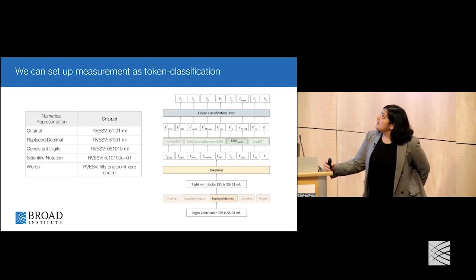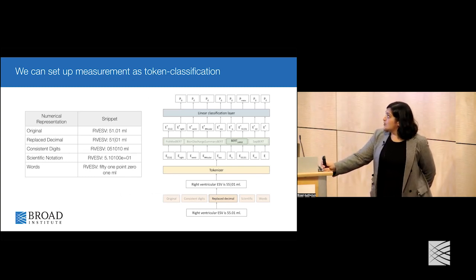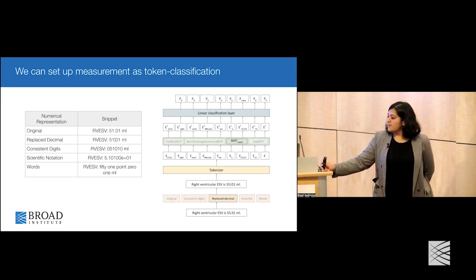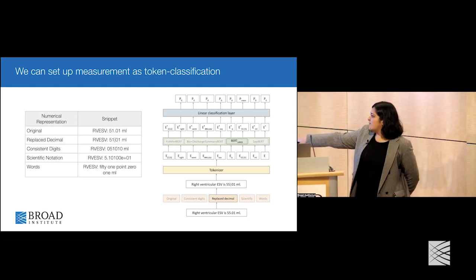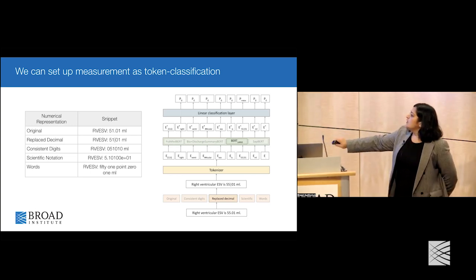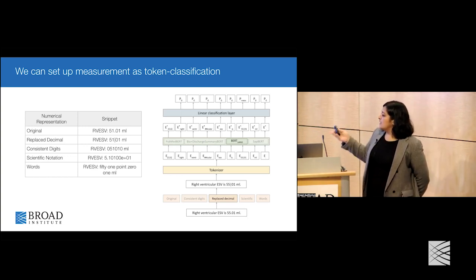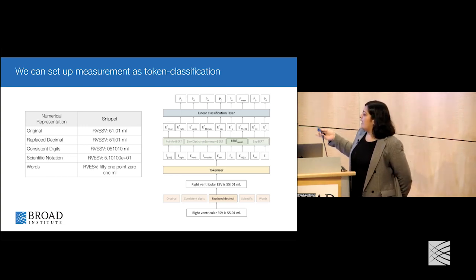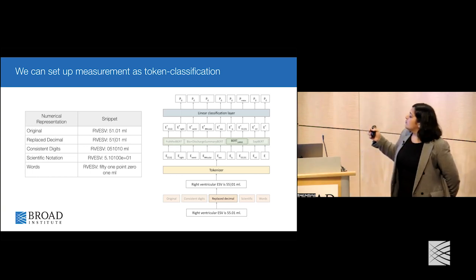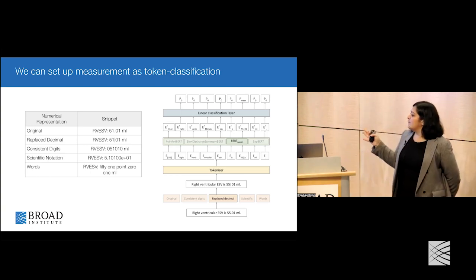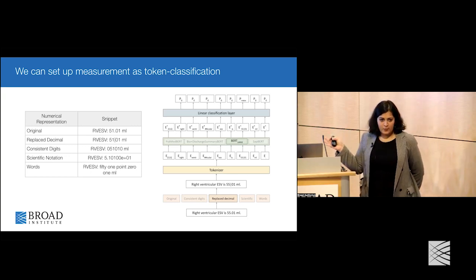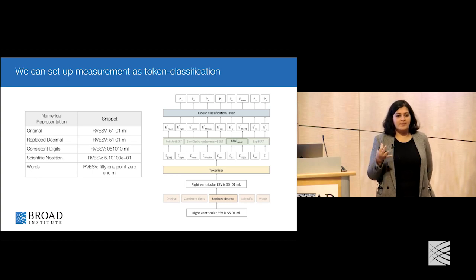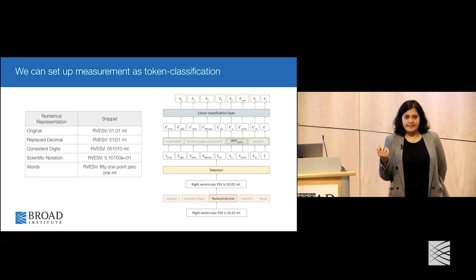And we can also set up this measurement extraction as a token classification problem. So let's say you have this sentence, right ventricular ESV is 55.01 ml. What you can do is basically predict a label for each token in that sentence. And so ideally, you'll want to predict null for the rest of the sentence and RV ESV for 55.01. So you just want the number and you can set it up as a named entity recognition task, basically.